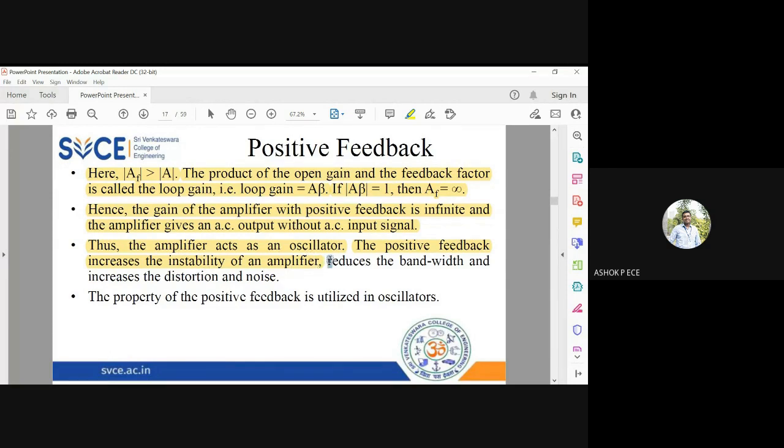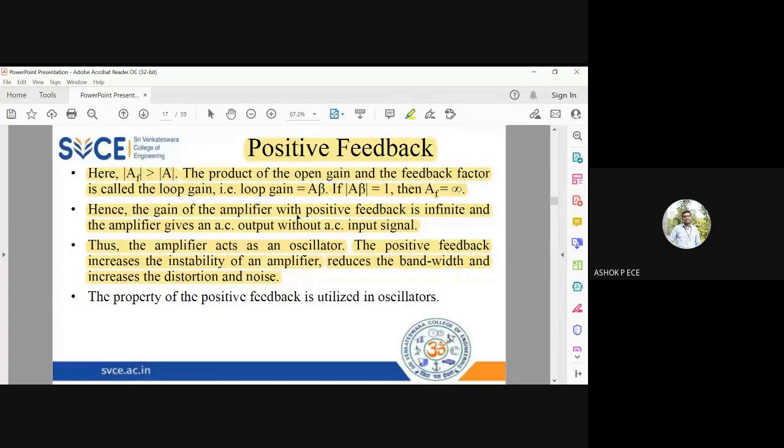It is going to reduce the bandwidth. It is going to increase the distortion and noise. So I cannot use this concept of positive feedback in an amplifier because it has all negative points. Stability is very poor, bandwidth is very poor, noise and distortion are very high. So I cannot use this as an amplifier, but I can use this as an oscillator.